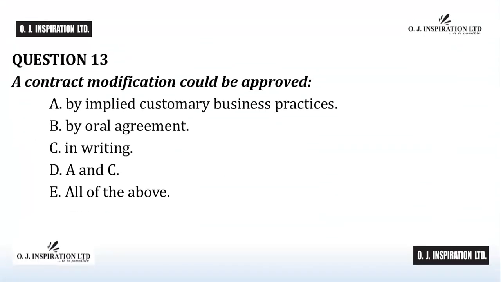Question number 13. A contract modification could be approved: A. By implied customary business practices. B. By oral agreement. C. In writing. D. A and C. E. All of the above. 10 seconds gone. 20 seconds gone. Time up.